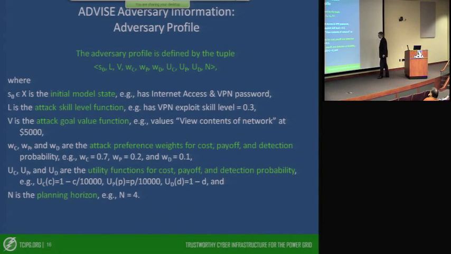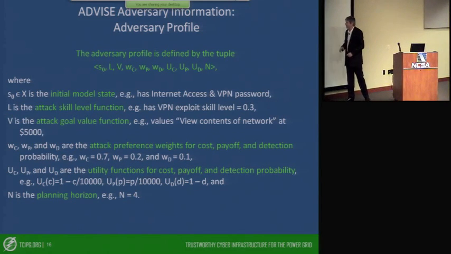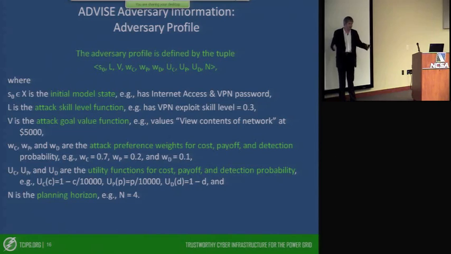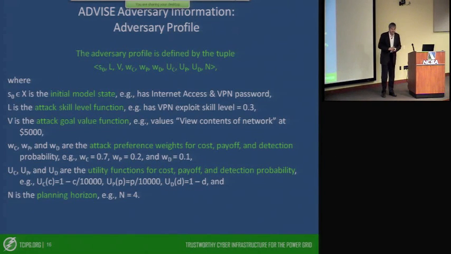And then this is actually really important. There are so-called attack preference weights for cost, payoff, and detection probability. Now these are not probabilities of detection, for example, but these are how important is cost, how important is the ultimate payoff, and how important is not being detected to the attacker. Different attackers may be noisy, they may be quiet, and so forth. And different attackers, clearly, knowledge we have from working with people in government, behave in different ways with regard to these preferences. And so that helps guide.